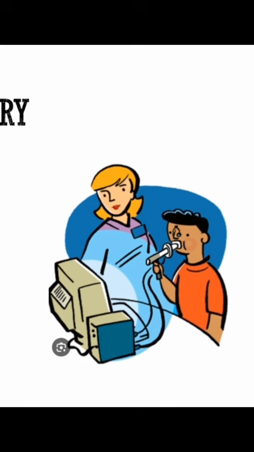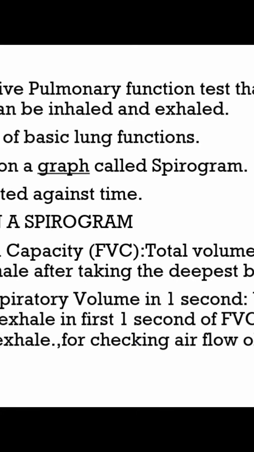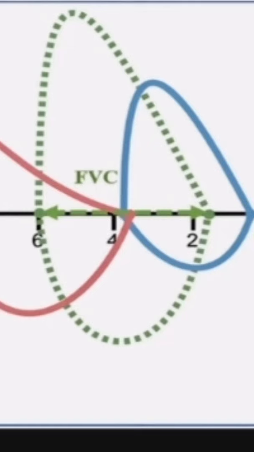Okay, and so what is FVC? FVC is the forced vital capacity, that is the maximum or the total volume of air a person can exhale after taking the deepest possible breath. And FEV1 is the forced expiratory volume in 1 second, that is the volume of air that a person can exhale in the first second of FVC, that is how quickly a person can exhale.